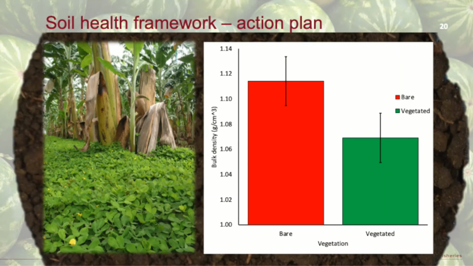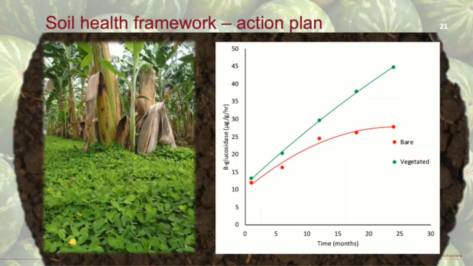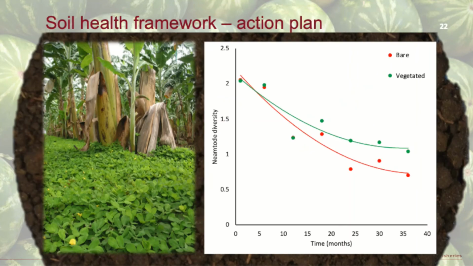So using our indicators, we can see that we have been successful at reducing soil bulk density under the ground cover, the green bar, compared to the bare soil, the red bar. Our beta-glucosidase enzyme activity, which measures organic matter decomposition, continues to increase over the 2 years, the green line, compared to the bare soil, the red line.